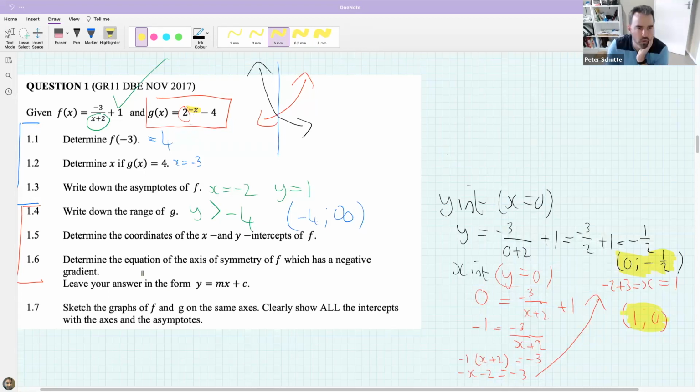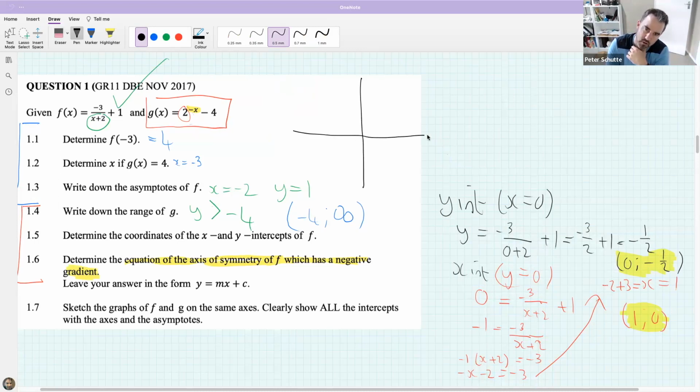And it says, what is the equation of the axis of symmetry of f, which has a negative gradient? Now, it might be helpful to have a bit of a sketch here to help us. So we know that x = -2 is one asymptote, and y = 1 is the other.